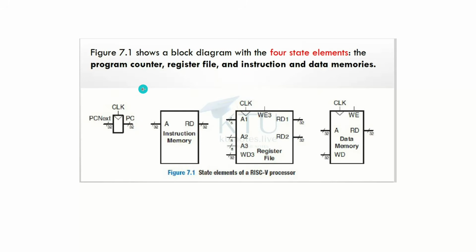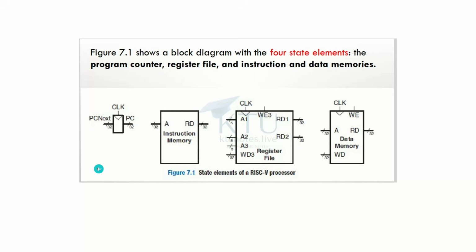So here you see PC, then PC next, then we have the clock. The 32-bit heavy lines are the 32-bit data bus. So this would input the next instruction address, and the instruction that is needed would come out.